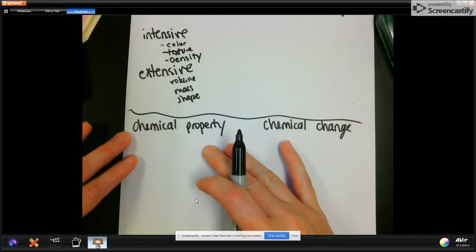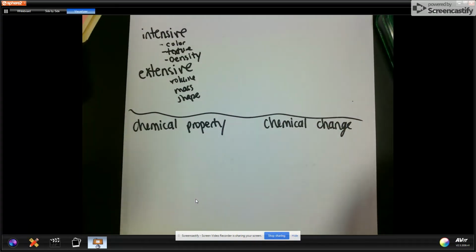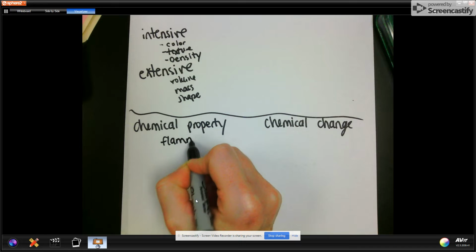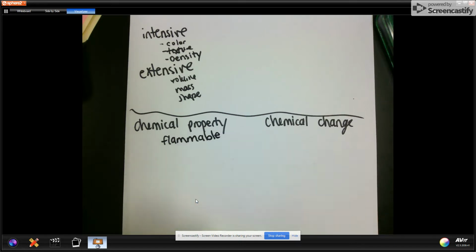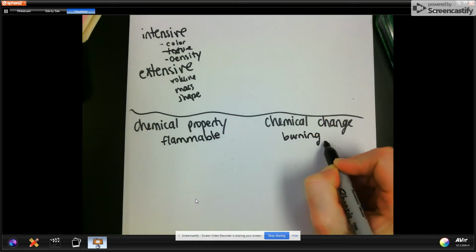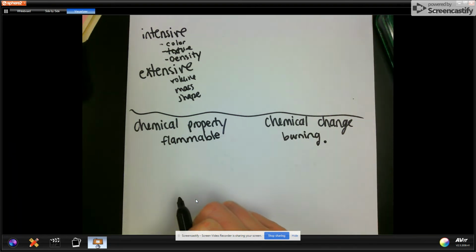A chemical property is something that you observe or measure, and it does change the chemical makeup. Okay, so the fact that something is flammable. Isopropyl alcohol, rubbing alcohol, is flammable. I'm not saying that it's on fire. If it was on fire, it's burning. That's a change. But the fact that it could burn, the fact that it's flammable, that's a chemical property.